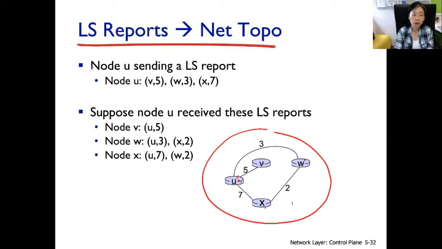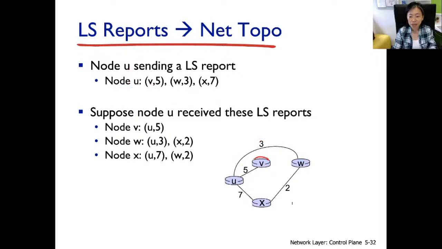So if we are node U and generating node U's link state report, it's going to contain this: the ID of the node itself. There are 3 neighboring nodes, V, W, X, and the cost on the link to these nodes, 5, 3, 7. So U to V, link cost 5. U to W, link cost 3. U to X, link cost 7.